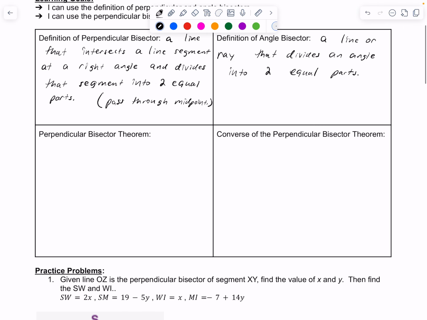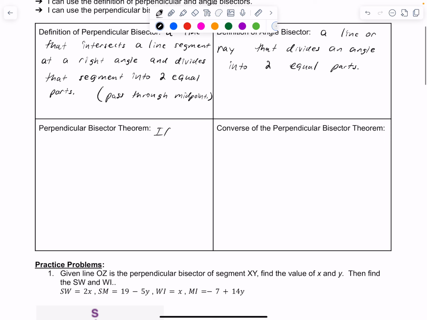All right, so now when I move into the theorems to use these, I'm going to start with the perpendicular bisector theorem. This first theorem is essentially something you discovered in the CLT if you were in class today. This theorem states that if a point lies on the perpendicular bisector of a line segment, then it is the same distance from both endpoints of that line segment.